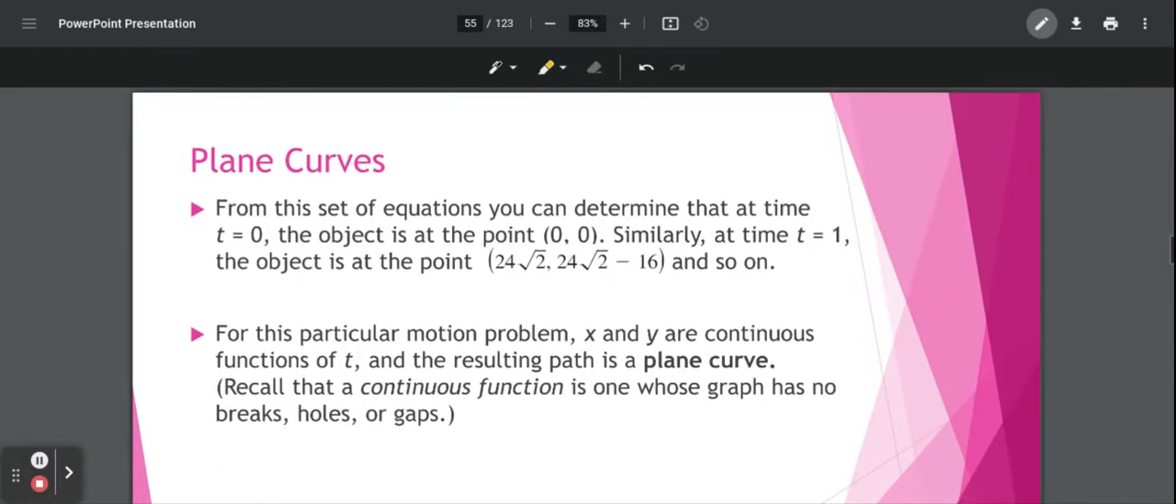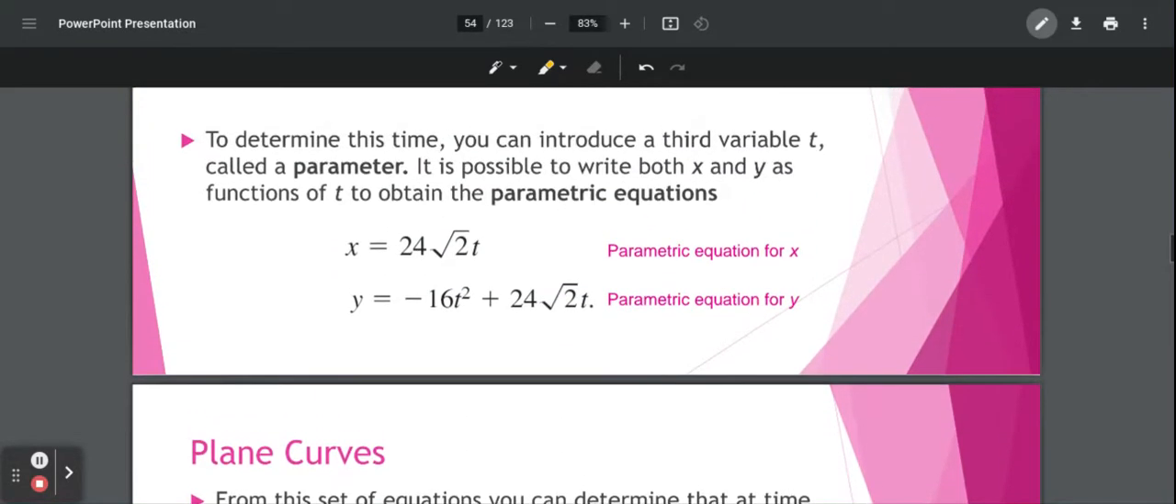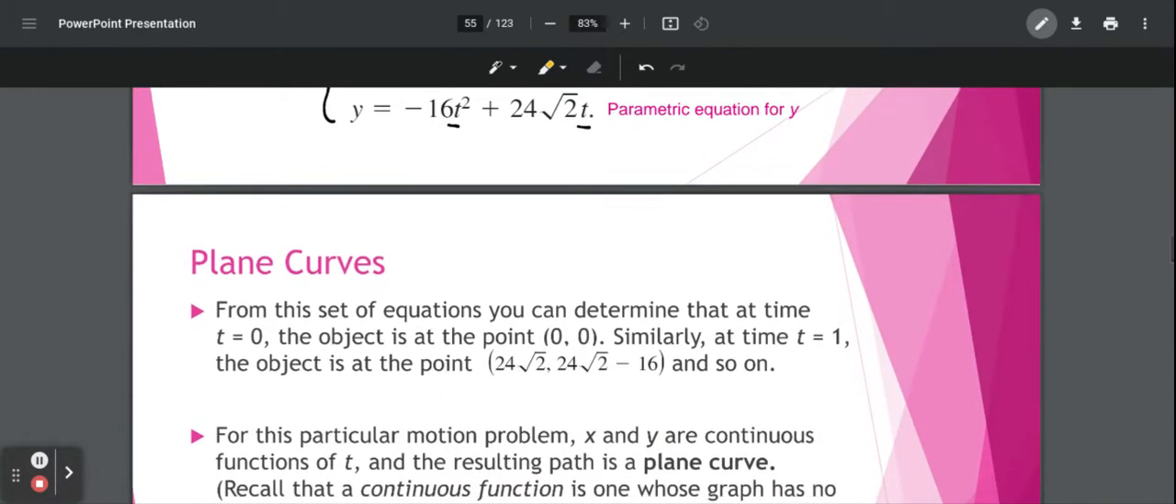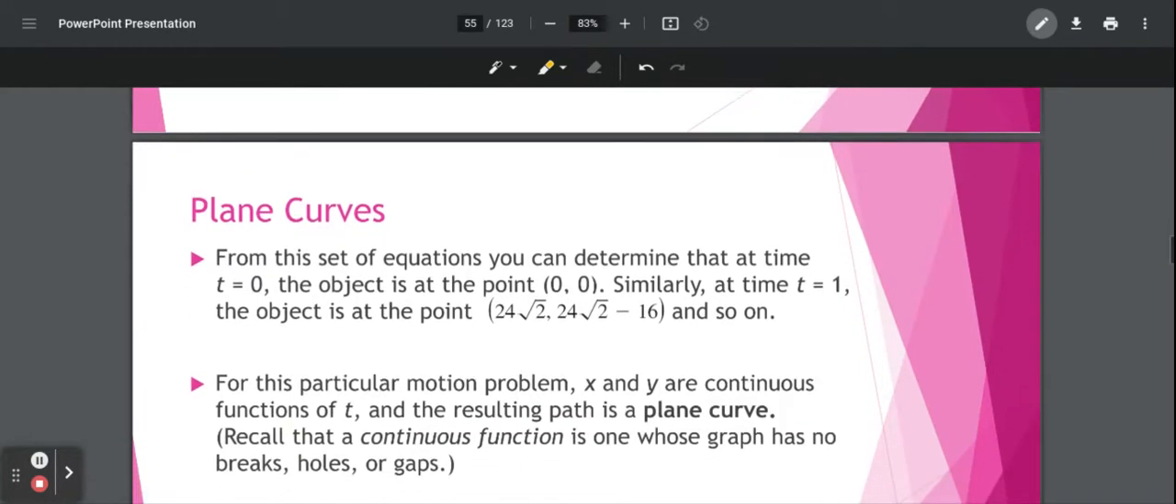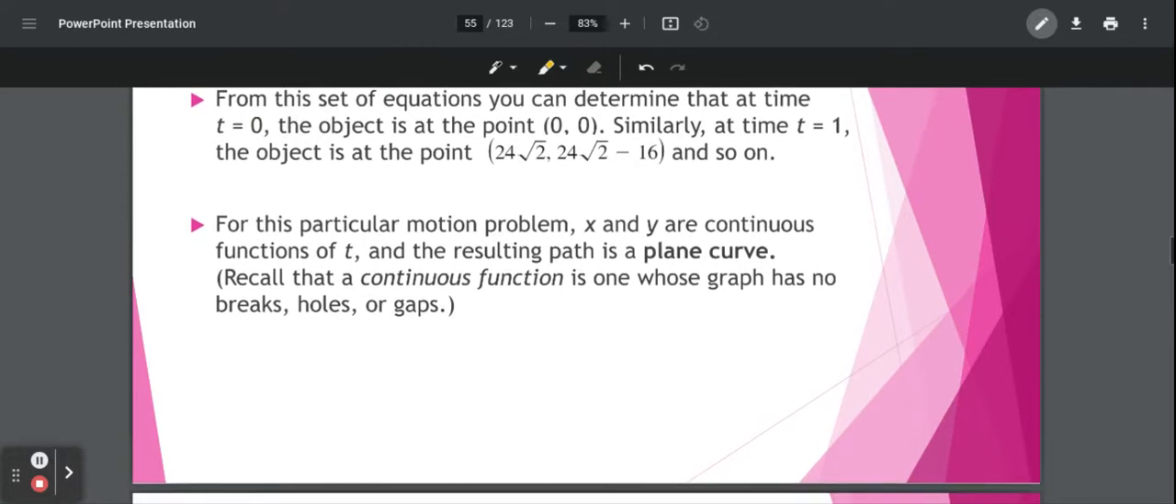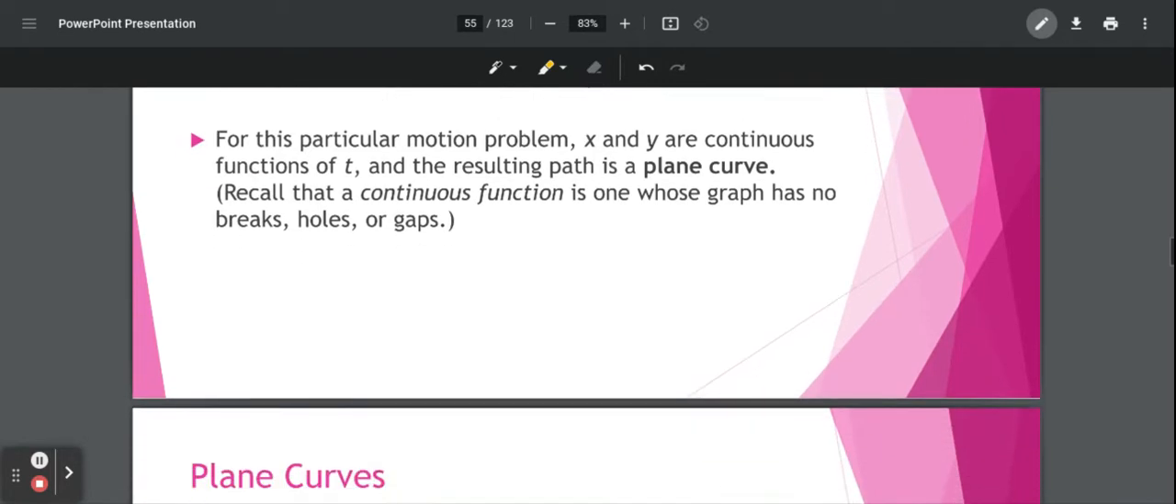So we have this set of equations. Your parametric equations would look like this, where you have an x equals equation and a y equals equation. These are two separate equations now, and each one will have a t in it, where t becomes that parameter for the x and for the y. From the set of equations, we can determine that when time is 0, the object is at the point 0, 0. Or when time equals 1, we can figure out the horizontal and vertical placement of the object as well. So for motion problems where x and y are continuous functions of t, you still end up with that same parabolic motion.